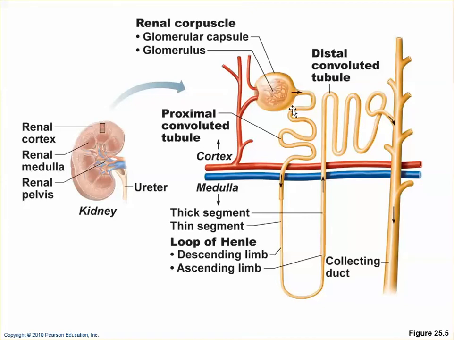This is the proximal convoluted tubule, which means the twisted tubule close. This loop that Dr. Henle named after himself is the loop of Henle. Then the distal convoluted tubule. And the distal convoluted tubule ends up attaching into a duct called the collecting duct.